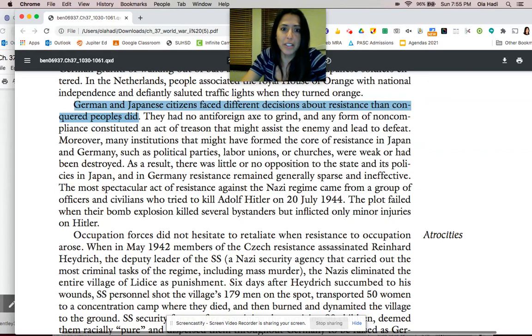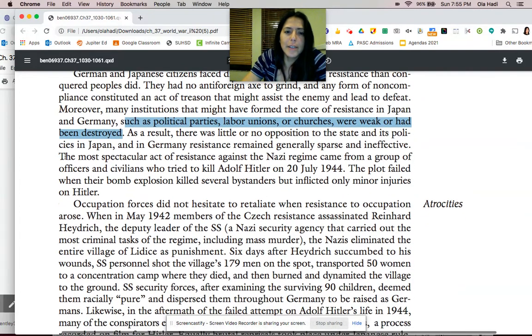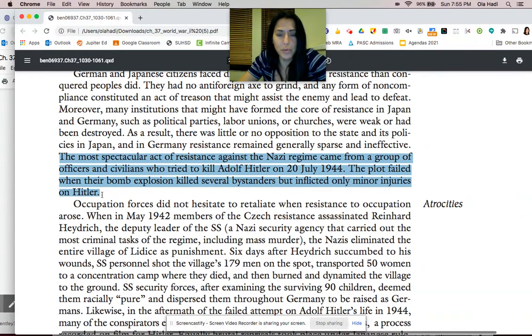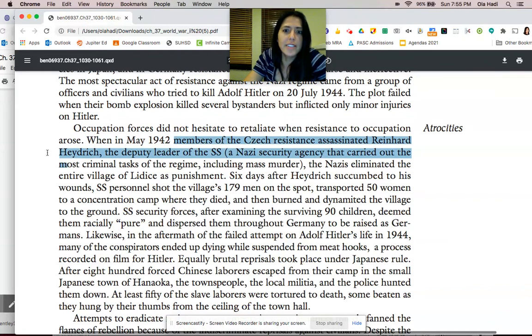Within Germany and Japan, people had a really hard time standing up to their state because many of the institutions that could have served as a basis of resistance had already been weakened or abolished by the Japanese and the German Nazis. So labor unions had been outlawed, churches, other political parties destroyed. There were many attempts by people to resist in more organized ways. So there were assassination attempts on Hitler's life. There was an assassination attempt that was successful against the leader of the SS, Reinhard Heydrich.